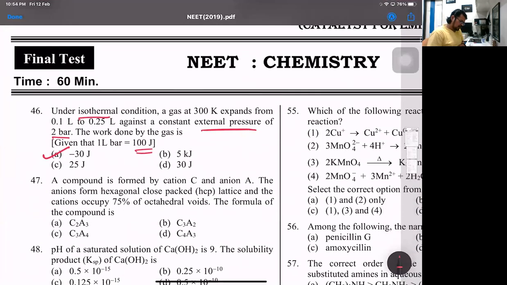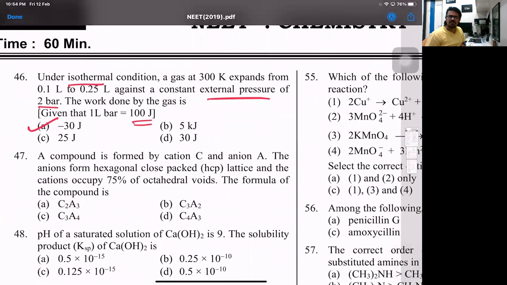Then the next one, a compound is formed by cation C and anion A. The anions form the hexagonal close pack structure. Now for an HCP lattice, if you remember, what is the arrangement? Hexagon 6 up and 6 down. So it's 12 into 1 by 6, plus the two centers of the hexagons shared between two unit cells, so half into 2, plus 3. There are 3 atoms which are common to only one unit cell. So the number of atoms in an HCP lattice is going to be nothing but 6: 12 into 1 by 6 plus half into 2 plus 3.